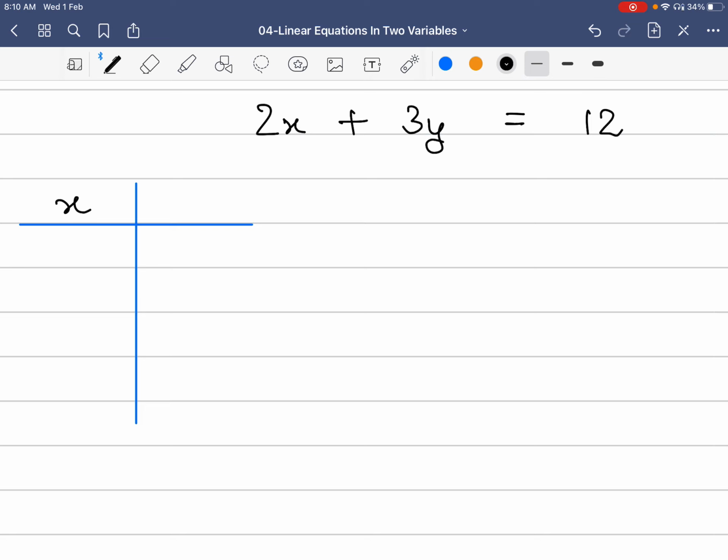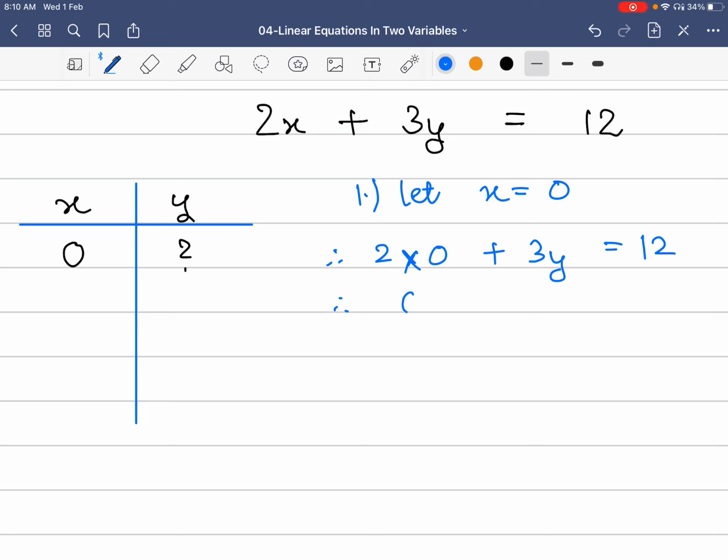So this is x and this is y. Let's take the value of x as equal to 0 and then let's try to find what will be the value of y. In the first step, I'm going to say let x be equal to 0. Therefore it will be 2 into 0 plus 3y equal to 12, and therefore 2 into 0 is 0 plus 3y is equal to 12, and therefore I get 3y as equal to 12.